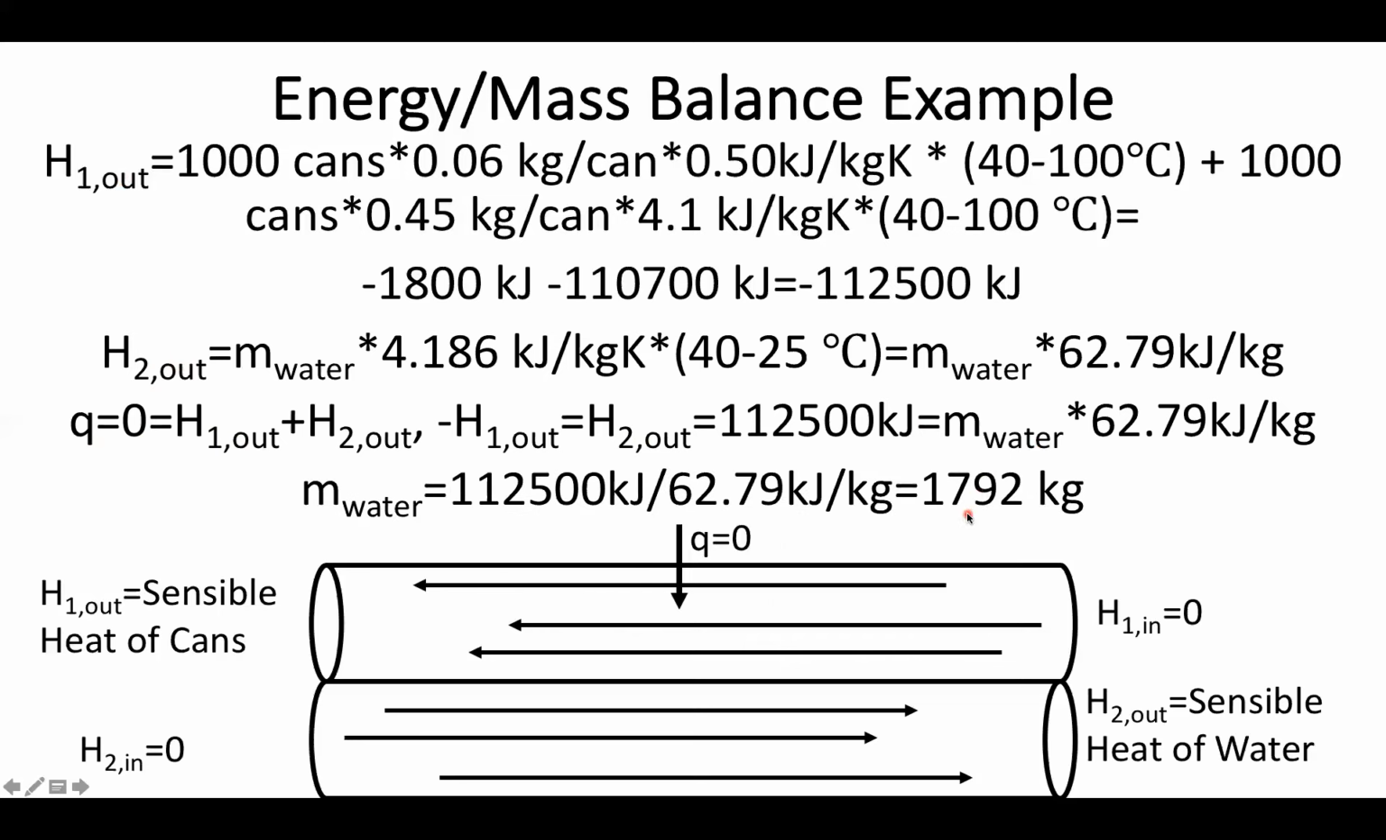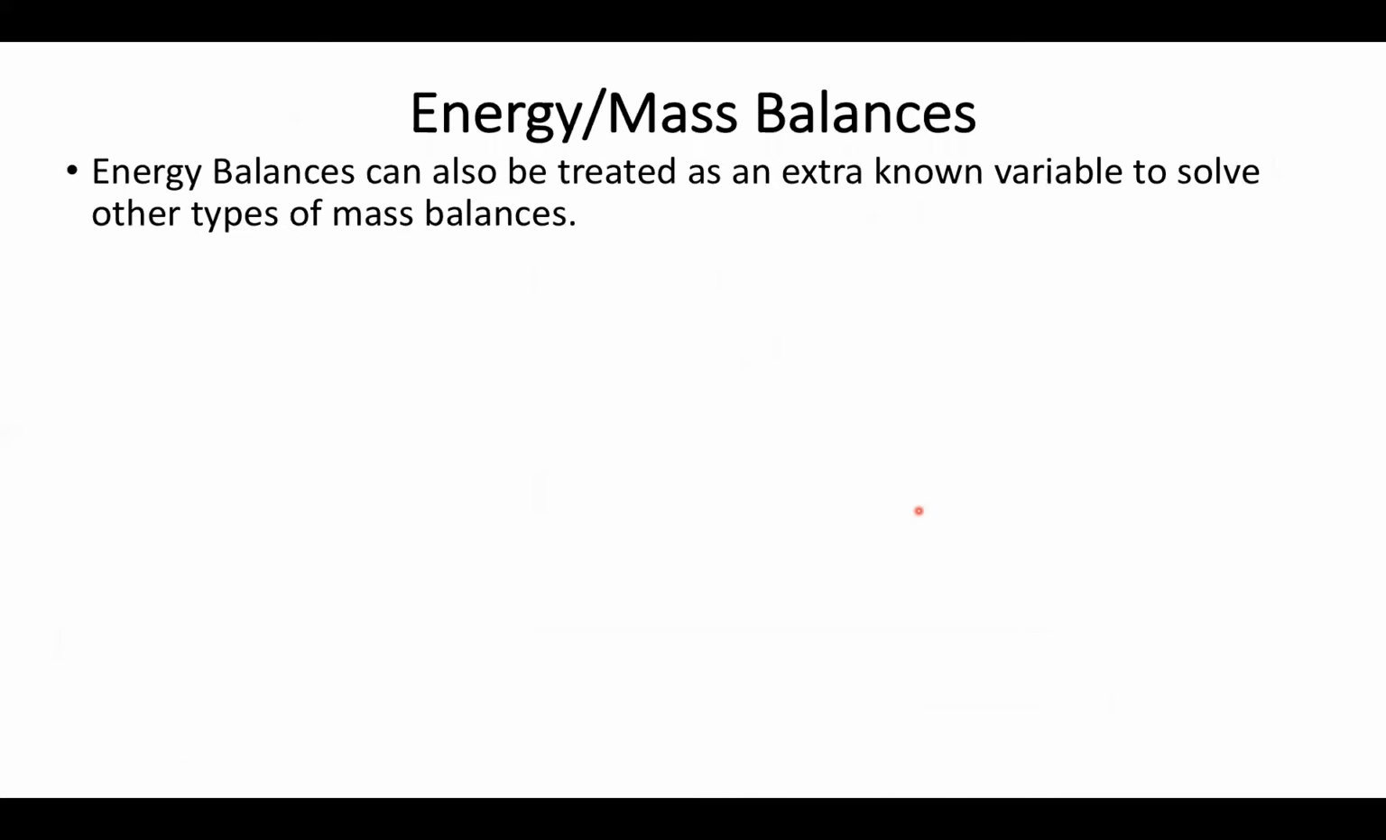And when I do this, it turns out that we need almost 1,800 kilograms of water to cool down those 1,000 cans. So it actually takes quite a bit of energy. And these are the general tricks that we're going to use for using energy balances to help solve mass balances. However, it's also worth noting that energy balances can also be treated as an extra known variable for any number of other complicated mass balance problems.